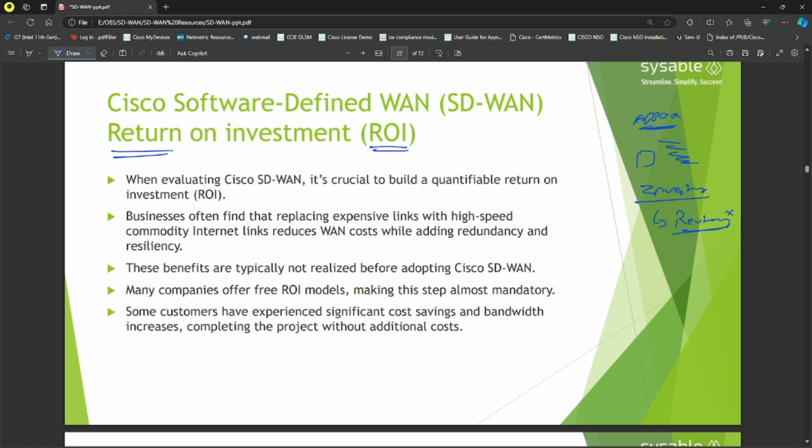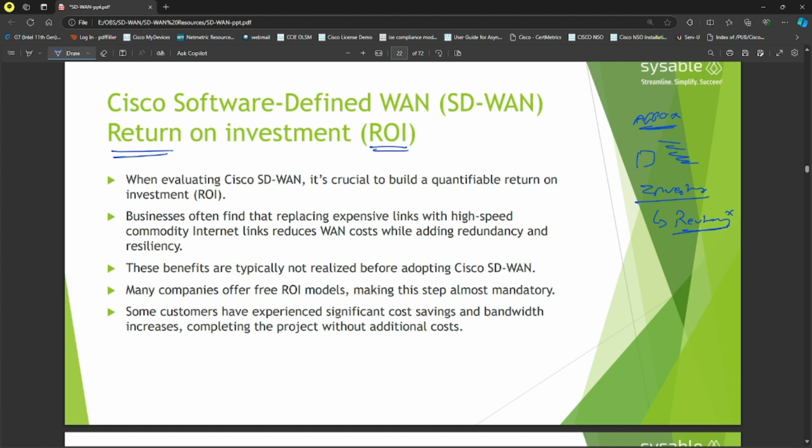They do not calculate whether we are going to get the return on investment or not. There is no calculation for that. But with Cisco SD-WAN in place now, you can calculate the return on investment.